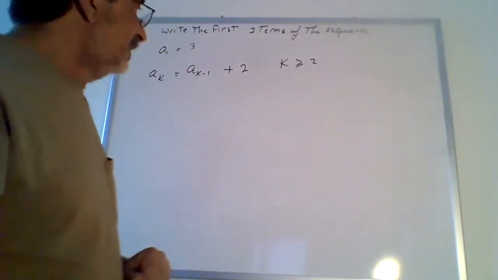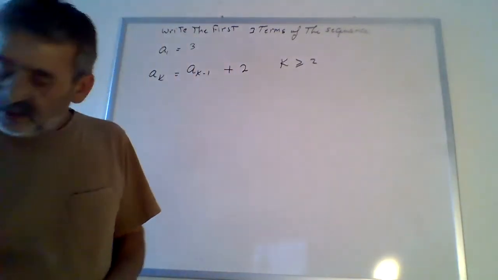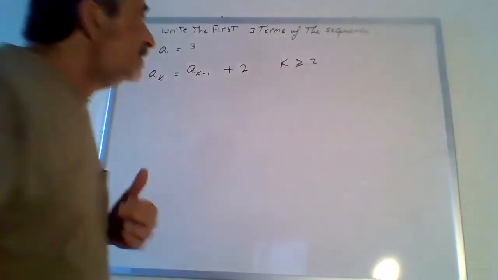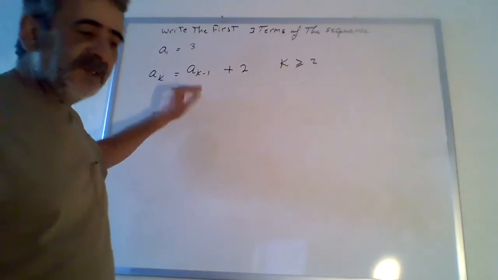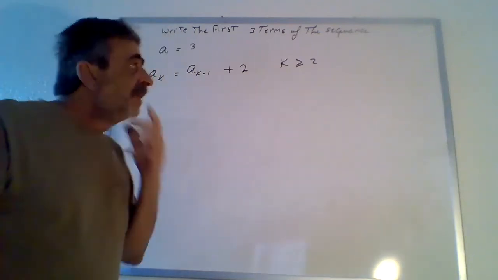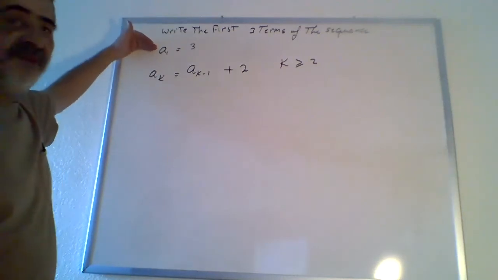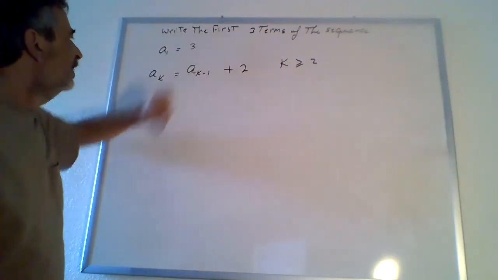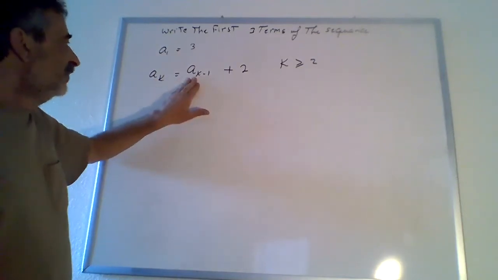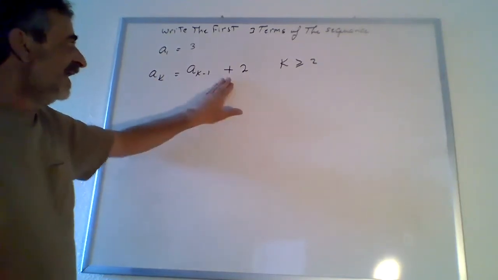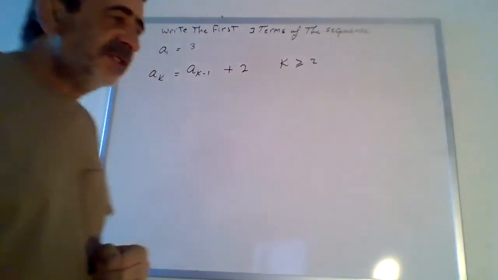In this particular sequence, this sequence is called a recursive sequence. The reason we call it a recursive sequence is because every term depends on the terms before it. Notice how this sequence is given. We are given the first term to be 3, and for any other term we're looking for, we have to use the previous term and add 2 to it. Okay. So this is called a recursive sequence.